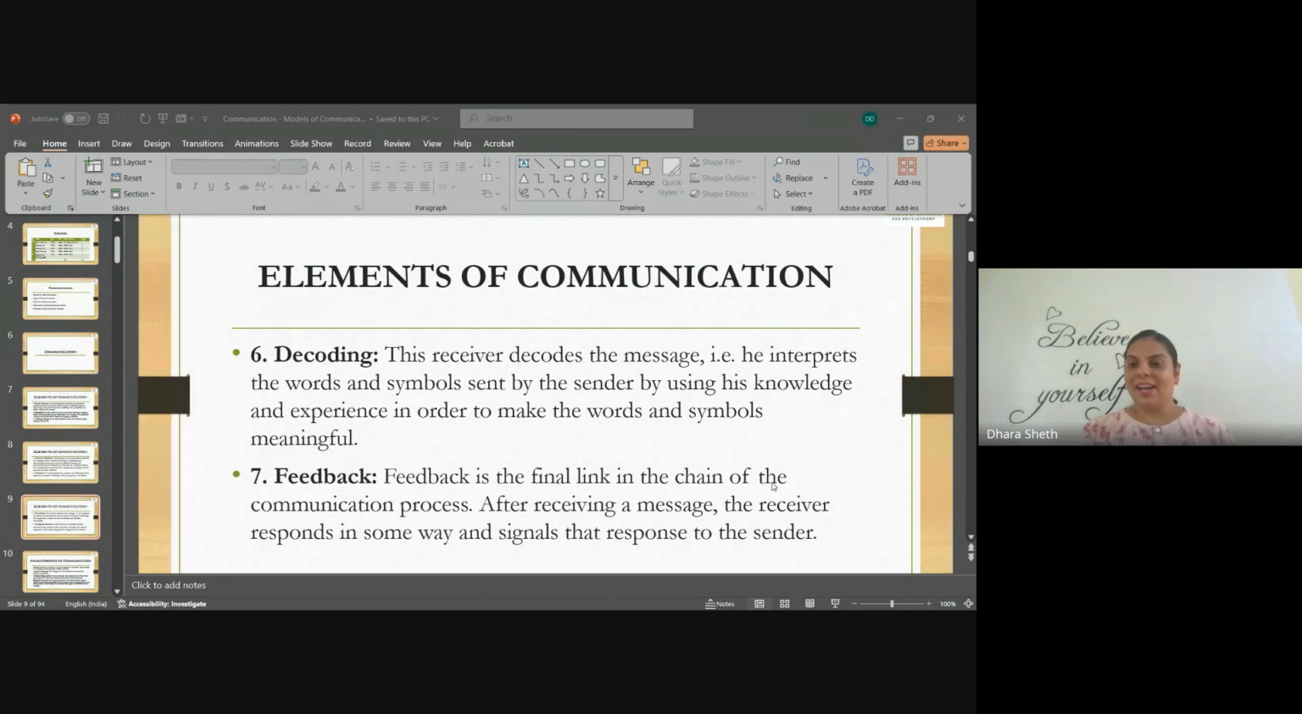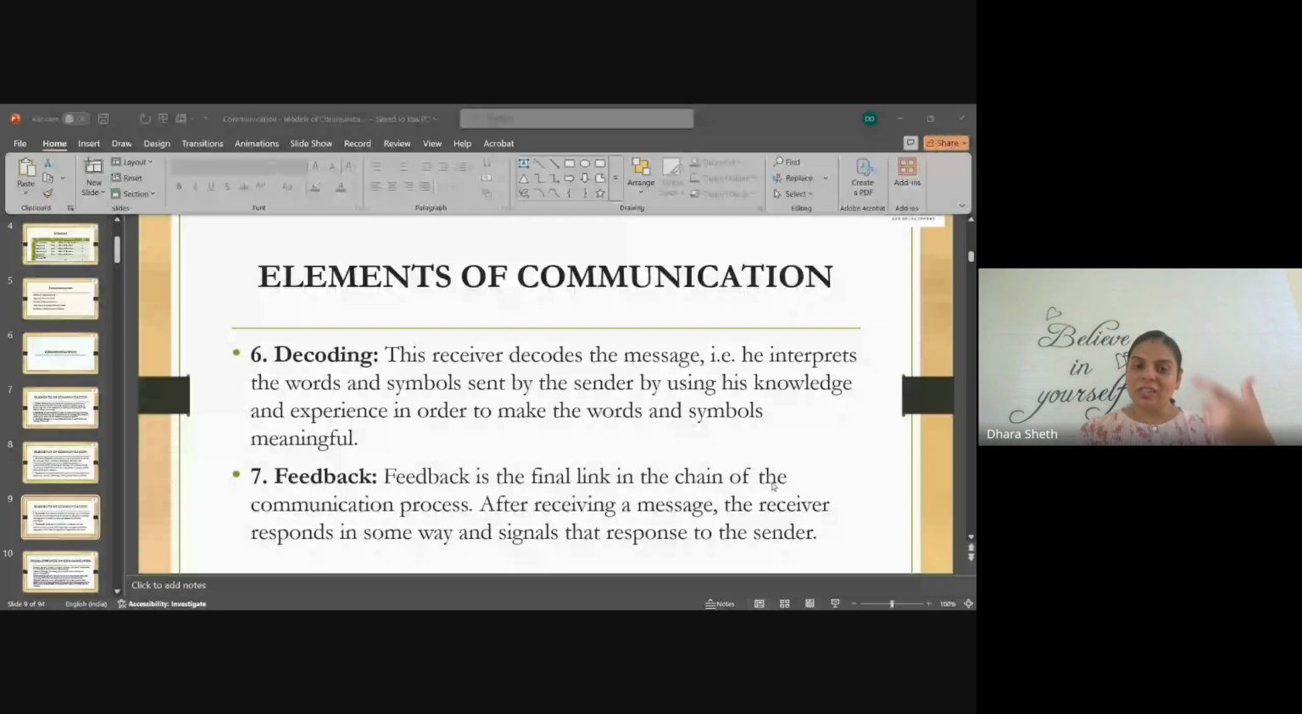So when I say, am I audible? I am the source of the message. The encoding happens with words. The message is, am I audible? It is transmitted through the channel or medium of internet, Google Meet, online classroom here, it reaches the receiver, that is you.